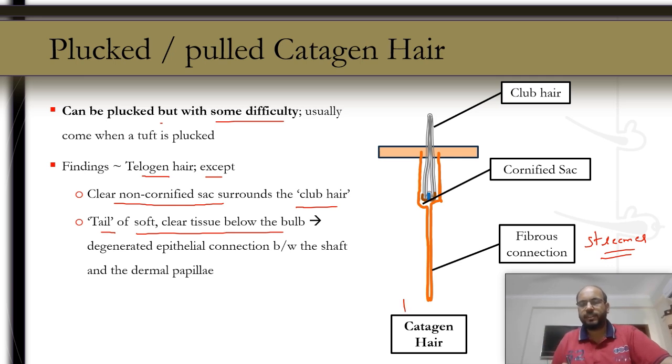This is nothing but a degenerated epithelial connection between the shaft and the dermal papilla. Before, when the hair was growing in anagen phase, this was the level of the dermal papilla. But during catagen phase, the hair shaft is now smaller. It is pulled up from the deeper dermis to near the papillary dermis, leaving behind a fibrous streamer. So if you pluck the catagen hair out, you can see the fibrous streamer. For more details, I request you go back and see the anatomy of the hair follicle. We have a video on that, and you can easily understand these kinds of features of different hair shafts.